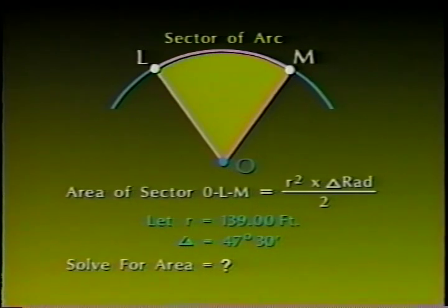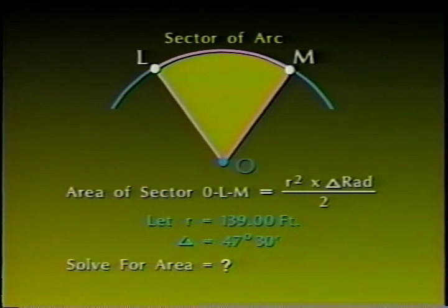Sector area equals radius squared times delta expressed in radians divided by 2. Note on the graphic that the radius of the arc is 139 feet and the delta angle is 47 degrees 30 minutes. Let's stop the tape at this point and work the problem.